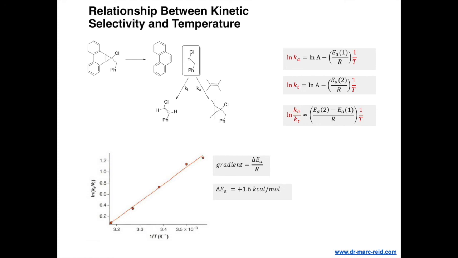The resulting plot from the example gives a gradient from which the difference in activation energy for each decay pathway can be calculated. In this case, the addition process, K subscript A, has an activation energy 1.6 kcals per mole higher than that for the hydride transfer, K subscript T.